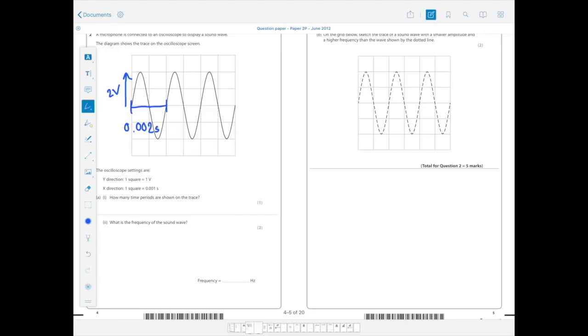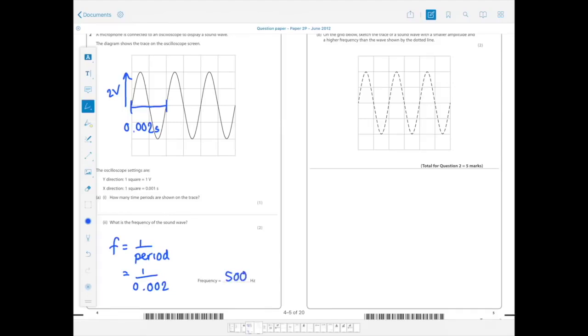And what is the frequency of the sound wave? So frequency is given by f, which is 1 over the time period. So we simply do 1 divided by 0.002, which gives us a value of 500, and they've already given us the units, which is in hertz.